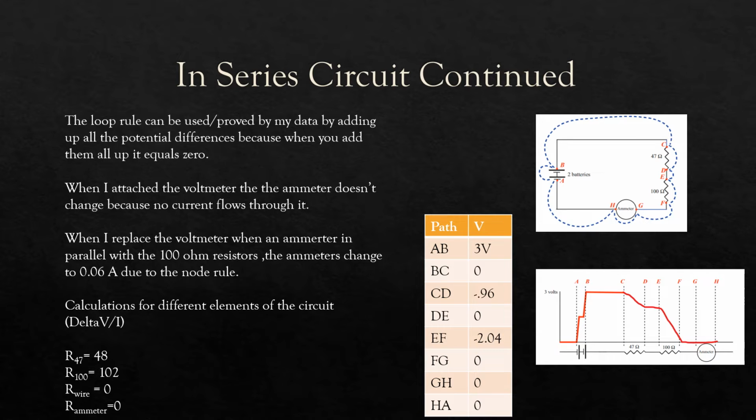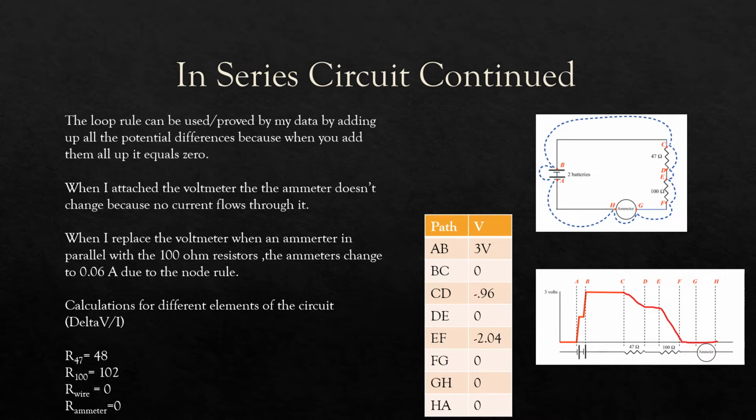When I attach the voltmeter, the ammeter doesn't change, because no current flows through it. And when I replace the voltmeter with an ammeter in parallel with the 100 ohm resistor, the ammeter changed to 0.06 amps due to the node rule.